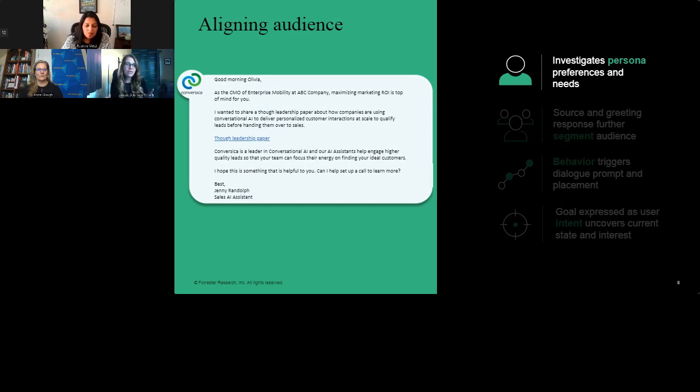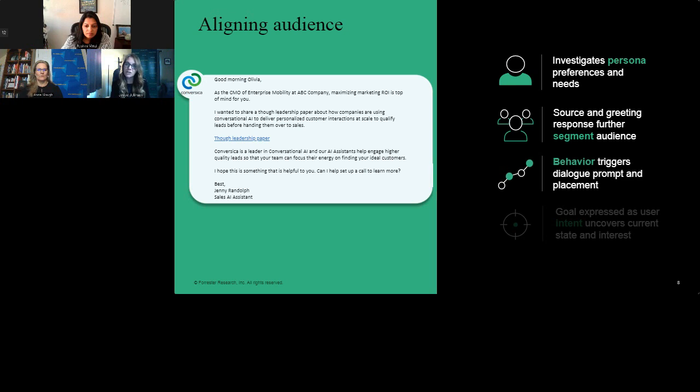And so as we think about using the conversation to learn more about and understand our buyers, we need to start by getting an understanding of their persona preferences and needs. If we don't know that out of the gate, we can tailor that conversation to start to uncover some of those preferences, maybe even their job role or title. And we can use that information to further segment our audiences, at the same time aligning to the most appropriate conversation starter.